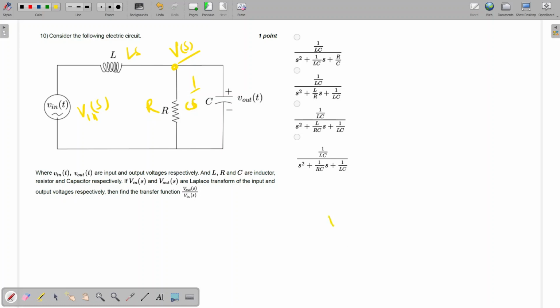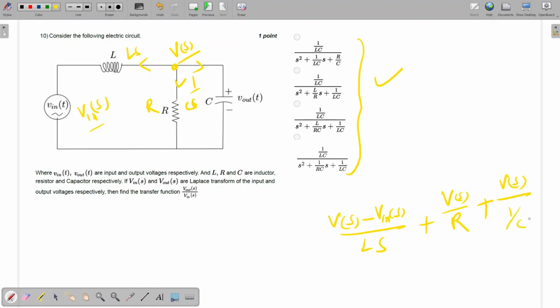KCL means V of S minus Vin of S divided by Ls. Anyone who knows the correct option can tell. I am writing just KCL here: this current plus this current should be 0. So V of S minus Vin of S divided by Ls, plus V of S divided by R, plus V of S divided by 1 by Cs, should be equal to 0. Is it correct?